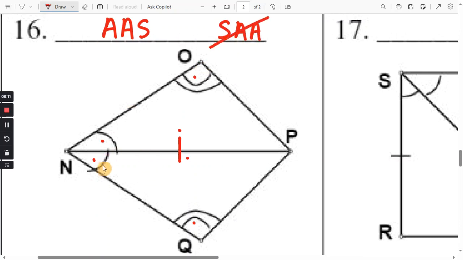It's AAS. And really, the order does not matter as long as the side is not in between the two angles. If the side was over here, it would still be angle, angle, side. Okay, as long as the side is not in between, then it's going to be AAS. All right, otherwise, if the side was right here, it would be ASA. But that's not what we have.